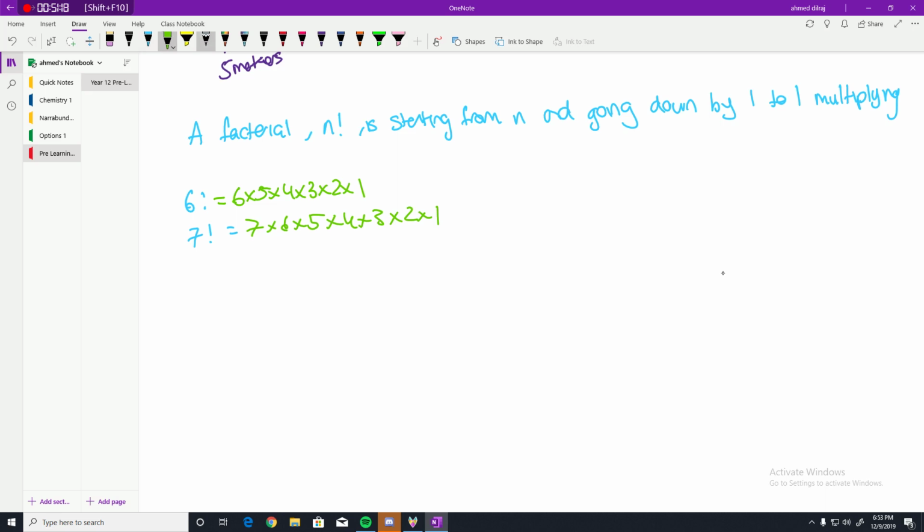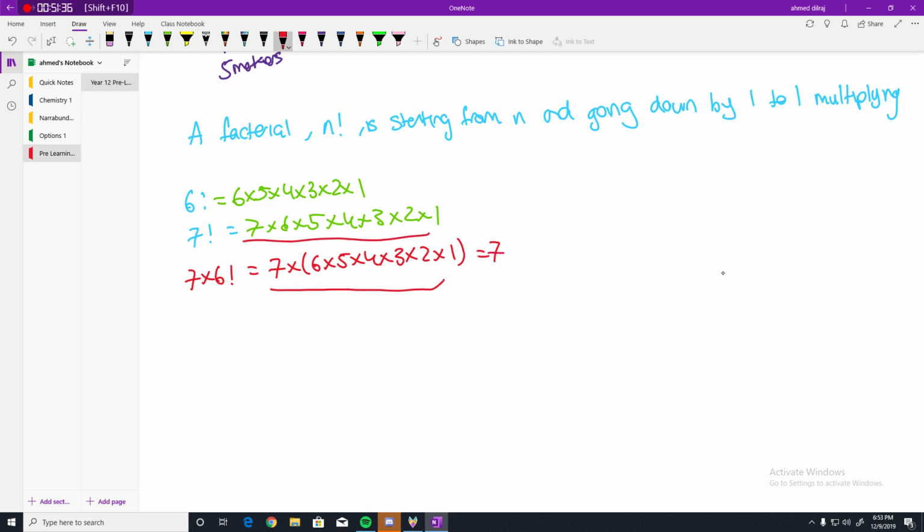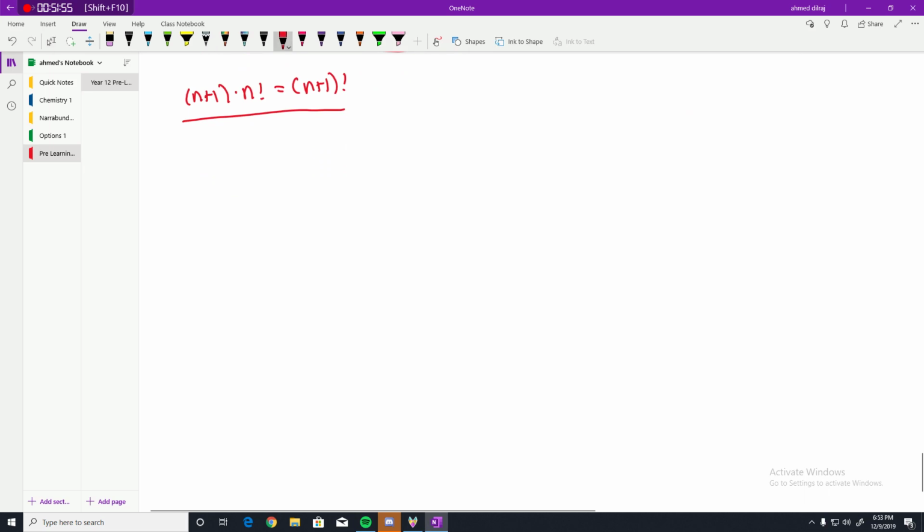Now, what is 7 times 6 factorial equal to? 7 factorial. Perfect. So the reason that is because 7 times 6 factorial is 6 times 5 times 4 times 3 times 2 times 1 multiplied by 7. But we see that that is the exact same as this, right? So this is still 7 factorial. So now if you look at this, the general rule is n plus 1 times n factorial is equal to n plus 1 factorial. That's the general rule of that operation.